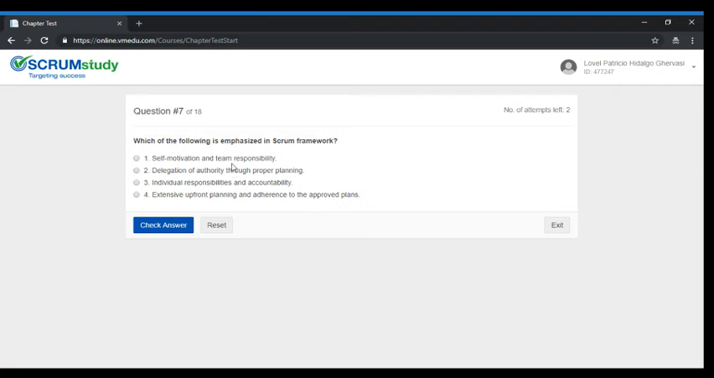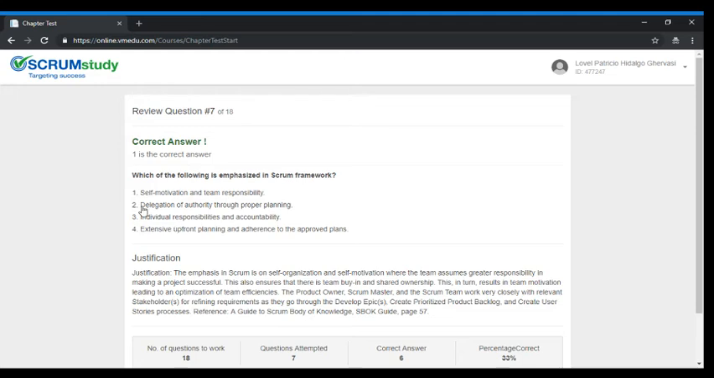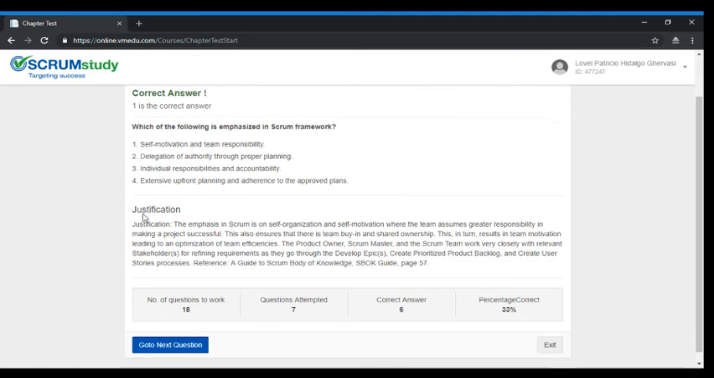¿Qué es lo que se enfatiza en el marco de trabajo de Scrum? Recuerden que Scrum está enfatizado en 2 cosas. Primero, el equipo de trabajo de Scrum. Por ende, la automotivación y la responsabilidad del equipo es la respuesta correcta.